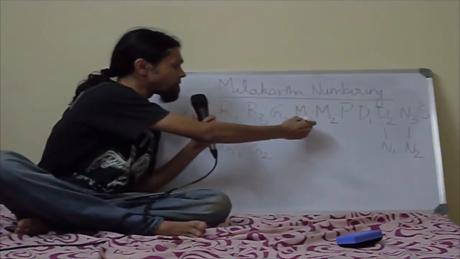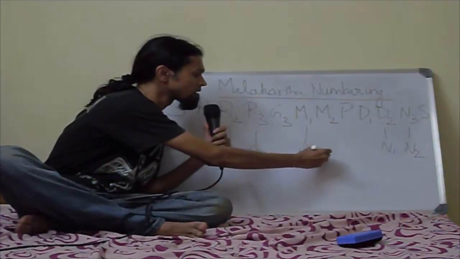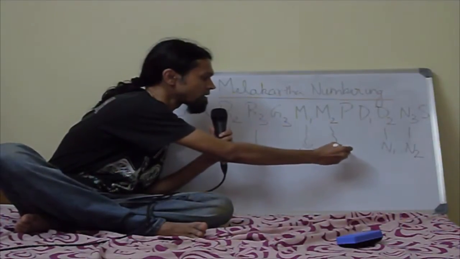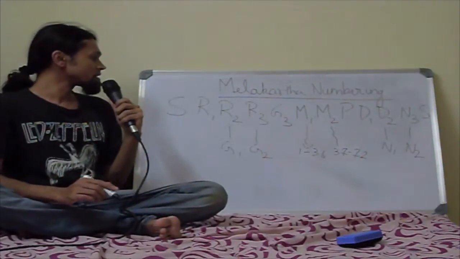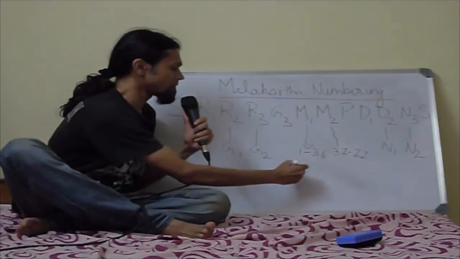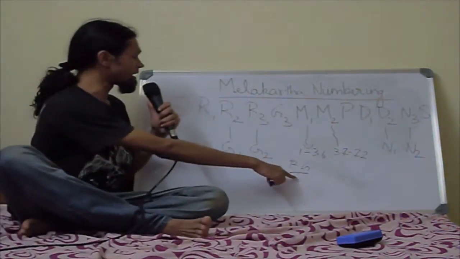The ragas that have Ma1 will fall in the range 1 to 36. The ones that have Ma2 will fall in the range 37 to 72. The next division is done on the Re and Ga combination, valid combinations of Re and Ga.